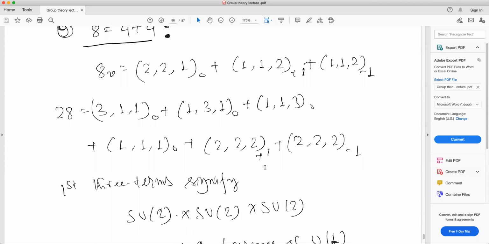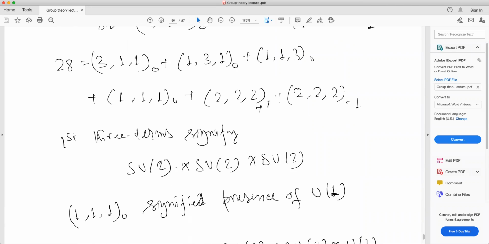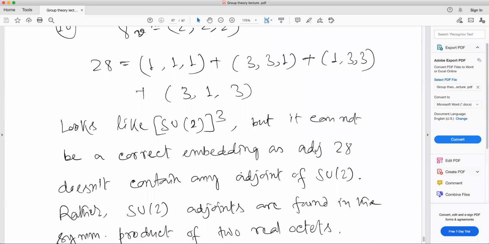The first 3 terms are okay because they are singlets, and also the U1 charge is 0. The triplets are not accompanied by the other singlet, but are basically triplets. Other triplets are also there. So in the adjoint of 28, it basically does not contain SU2, rather SU2 has the symmetric product of two real objects. So this implies that the 8-dimensional representation is of SP8, not SU2 cubed.